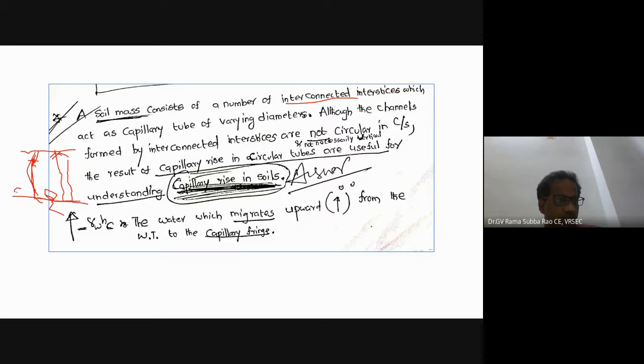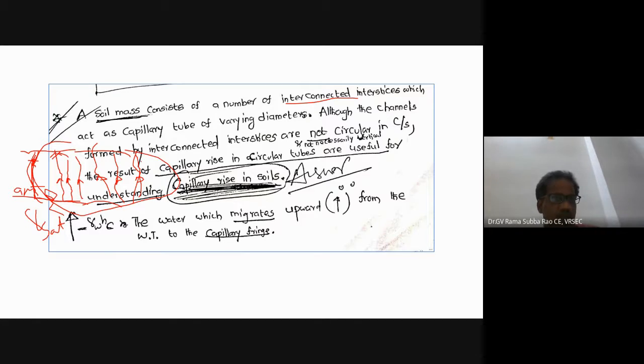Generally, this is the groundwater table, so below the groundwater table we expect the soil is saturated. But due to capillarity, the capillary fringe is formed. This is the upward flow. I want to show you the symbol; many times we observe it in books also. So this is the capillary fringe. Because of capillarity, the water is flowing in the upward direction.